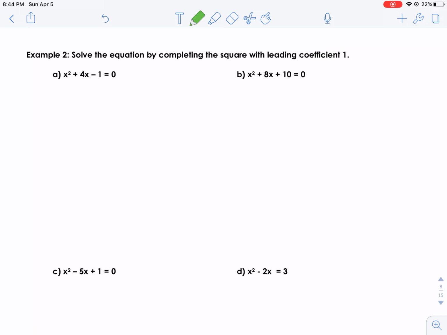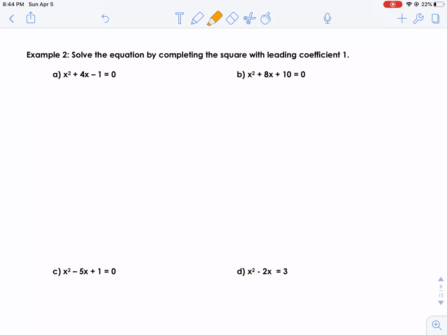So in today's lesson, we're going to be looking at example 2. We'll do A, B, C, and D. And all of these equations have a leading coefficient of 1, meaning that all these x squareds just have a 1 as a coefficient instead of a different number. Tomorrow we'll look at how to do it if it's a different number.